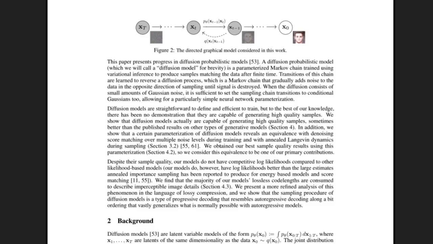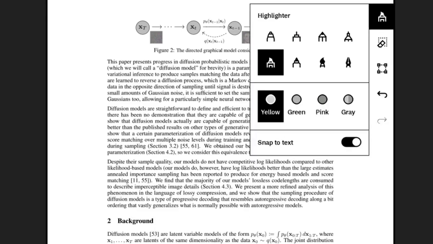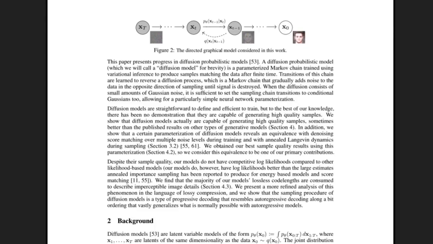so let's now dive deep into the diffusion models and what they actually are. So here on top you have a little figure explaining how this works, showing you the idea behind it. But first let's read the text here a bit. So, a diffusion probabilistic model is a parameterized Markov chain trained using variational inference to produce samples matching the data after finite time.